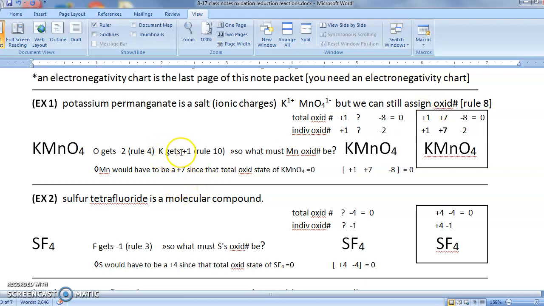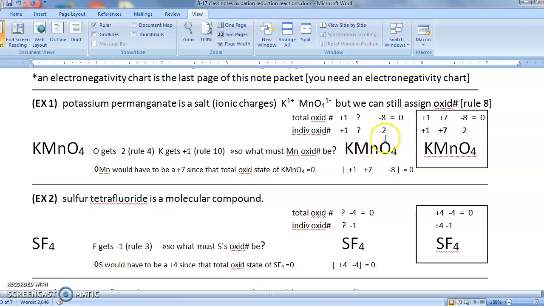Once again, we know K will be 1+. Rule 10 tells us the alkali metals get their charge. Oxygen is going to be -2. Rule 4 would tell us oxygen needs 2. It's the strongest electronegativity in this entire compound, so it gets to be -2.